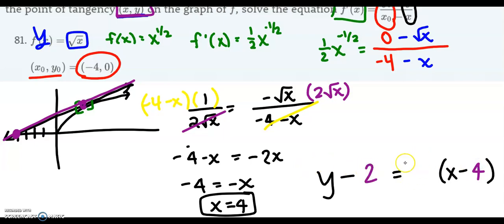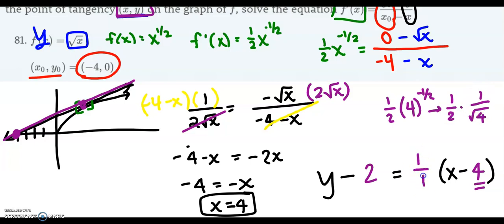And then I need the derivative evaluated at that point. So my derivative was 1/2 x to the negative 1/2, which means I want 1/2 times 4 to the negative 1/2, which is really 1/2 times 1 over the square root of 4, which will leave me with 1/4.